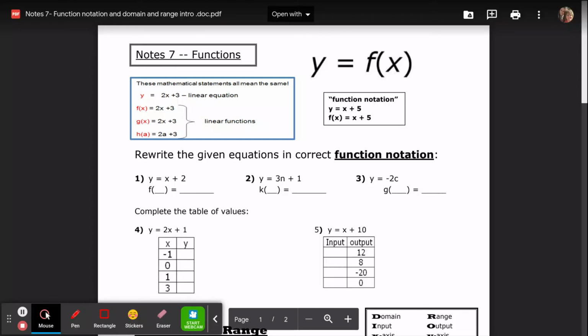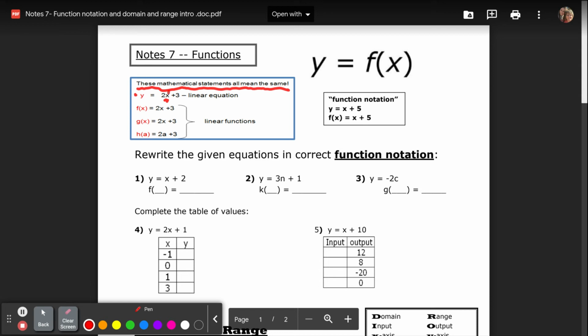Hi, today in Note 7, we're going to talk about functions. One thing you need to be aware of is, it says right here at the top, these mathematical statements all mean the same thing. So if you see an equation that says y equals 2x plus 3, that's considered a linear equation because the x right here is understood to have an exponent of 1. As long as you don't see an exponent, it's understood to be linear.